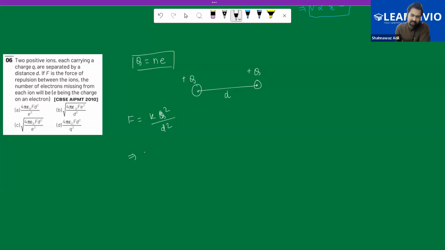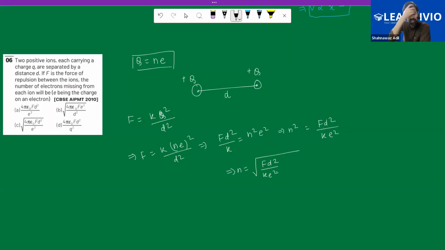And we know that this F is there, and k, and q is how much? That is n e. So whole square divided by d square. So how much would this thing be? So this is F d square by k, and this is n square e square. So n square is how much? This is what we want to find out. This is F d square divided by k and then e square. So n would be simply root of F d square divided by k e square. So this is the answer, right?